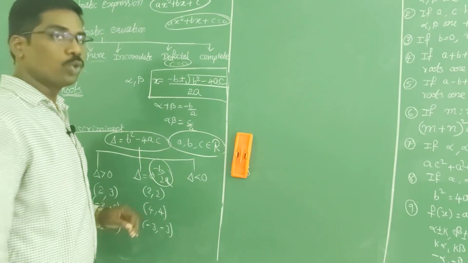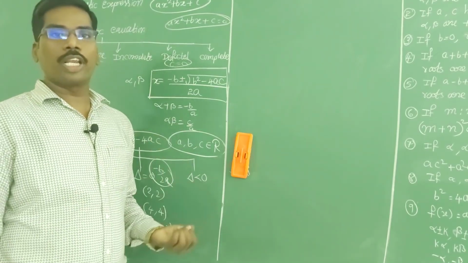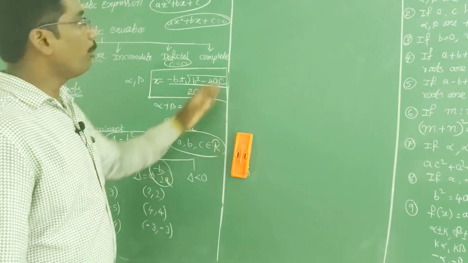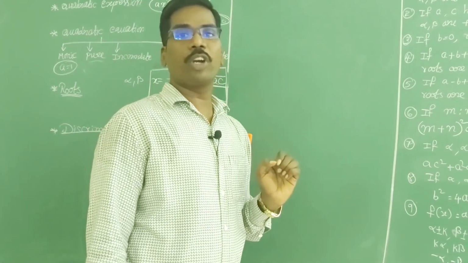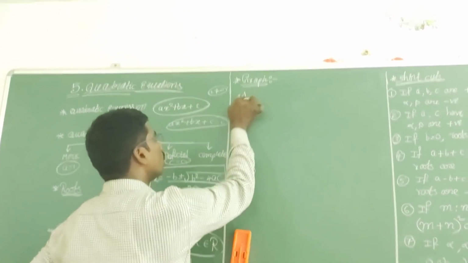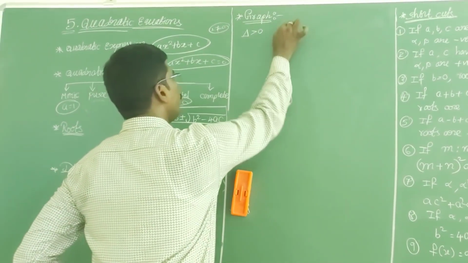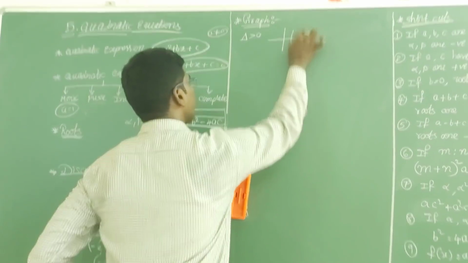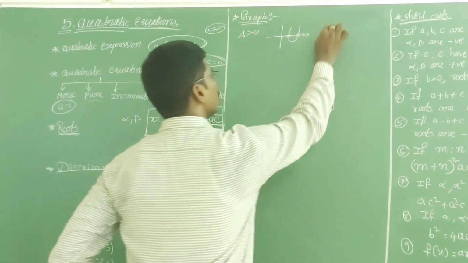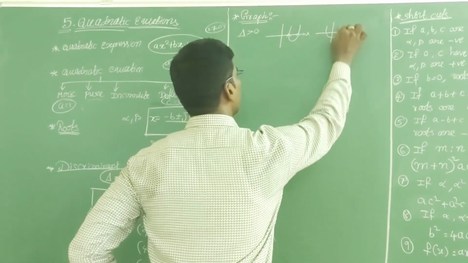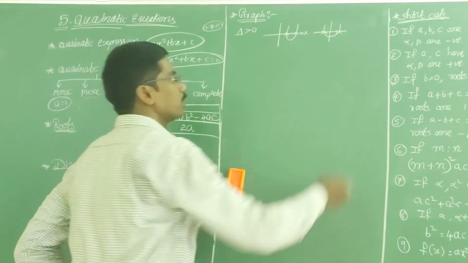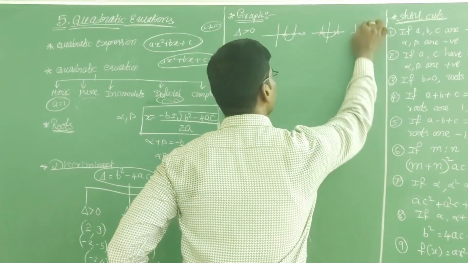And if delta is less than 0, there are no real roots; the roots are complex and conjugate to each other. Now coming to graphs, the most important graphs in this quadratic equation. If delta is greater than 0, then the graph will be like this, because there are two distinct roots on the x-axis, one plus and one minus.